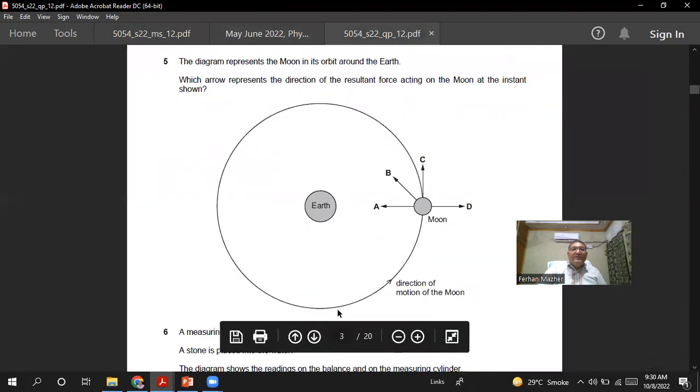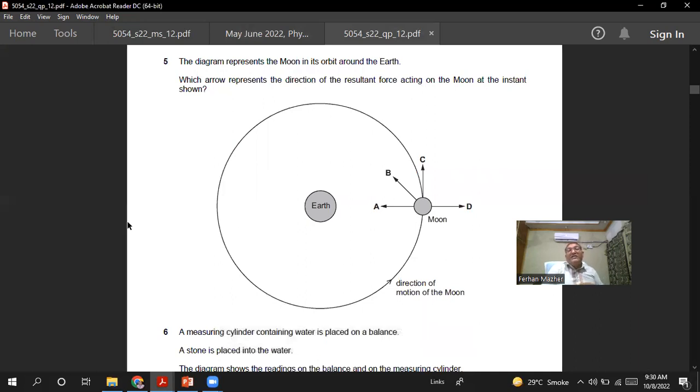Okay, so then we have question number five, and the diagram represents the moon in its orbit around the Earth. Which arrow represents the direction of the resultant force acting on the moon at the instant shown? You see, whenever you move in a circular track, the resultant force is always towards the center of the circle. So I think A is the right choice.